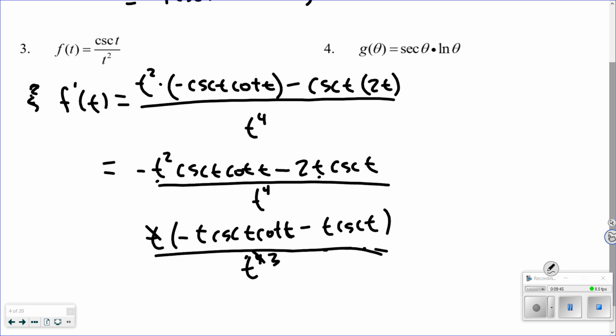The hard part on there, right, is just that it was the quotient rule, right? It's getting long. As far as the actual derivative of the cosecant, it's pretty simple. It's just a matter of knowing the rule.